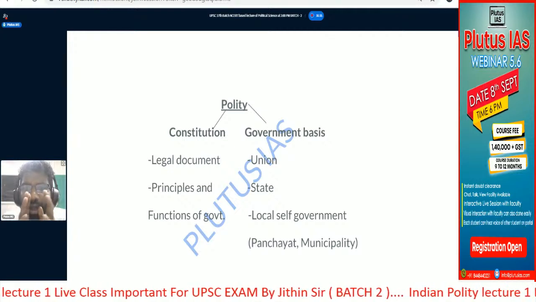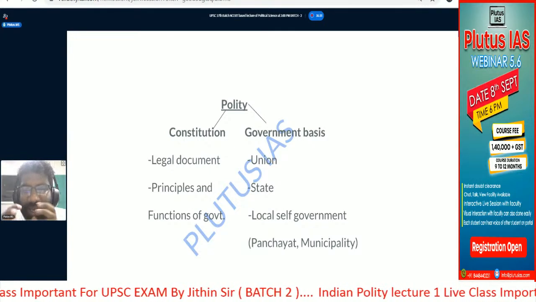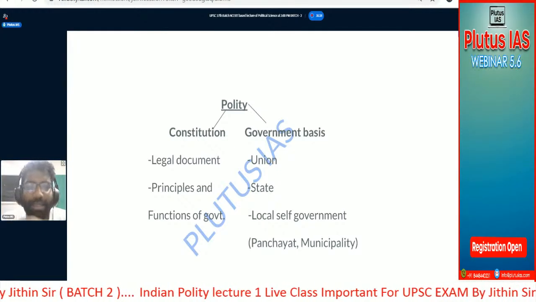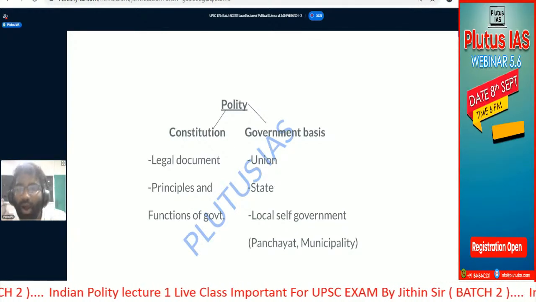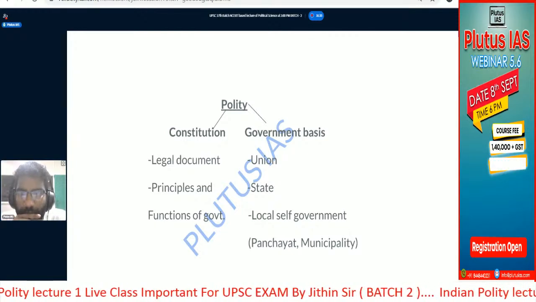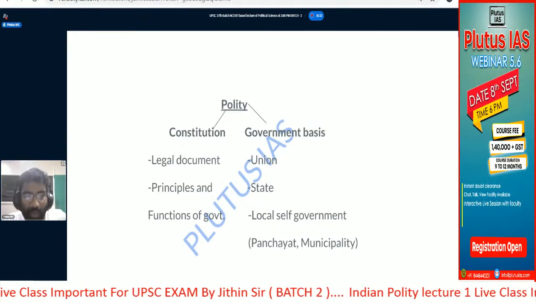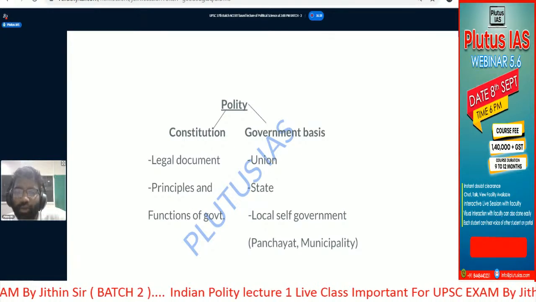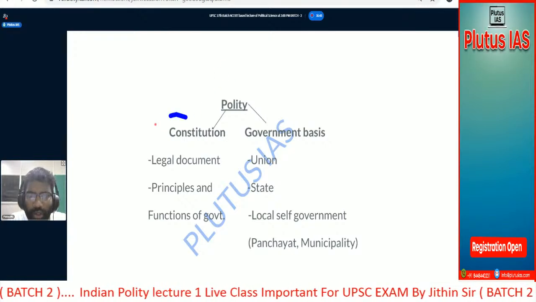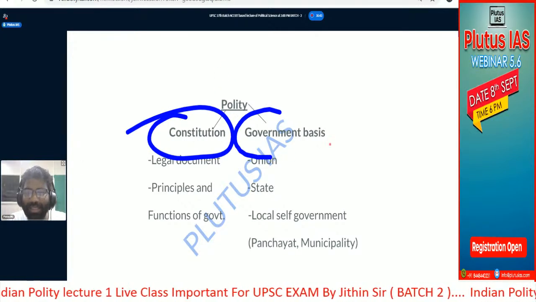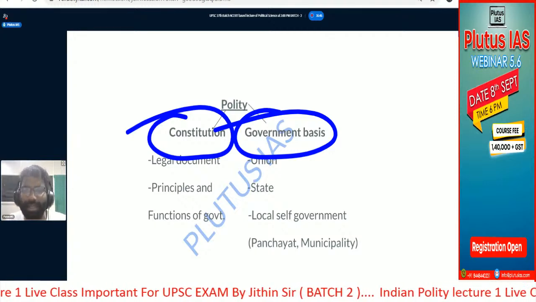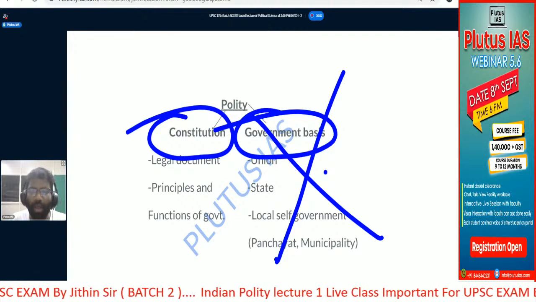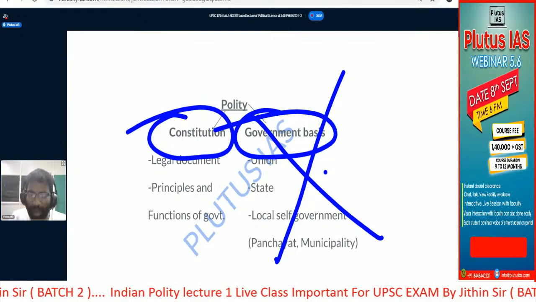When we talk about Indian polity, it can be divided into two aspects. How can we divide Indian polity? हम दो तरीके से इंडियन पॉलिटी को पढ़ सकते हैं. One, on the basis of Constitution of India, and other on the basis of governmental basis, like how many governments are there, what are the forms of government in India. Let us drop this thing for now. Let us keep governmental basis apart.